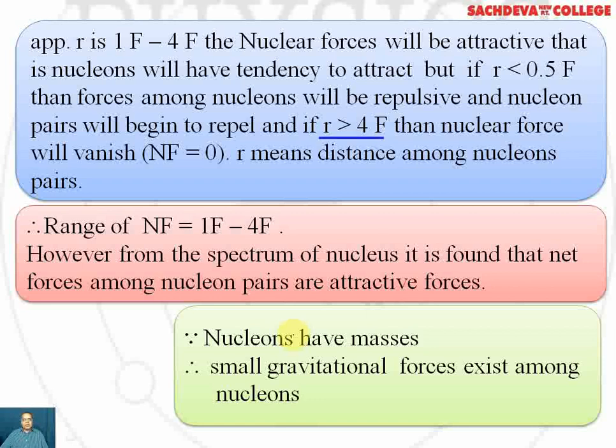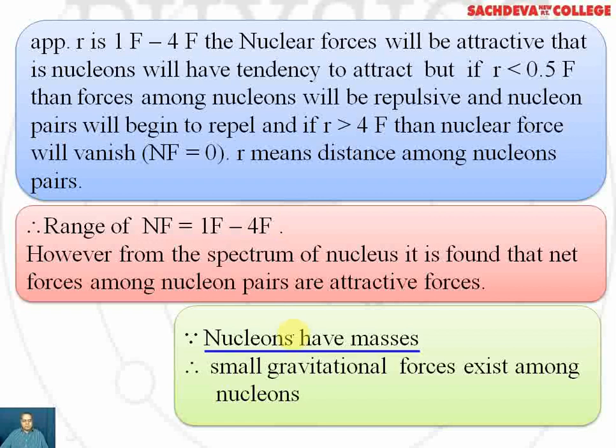If R is greater than 4 Fermi, then nuclear forces will vanish, they will drop to zero. R means the distance among the nucleon pairs. The range of nuclear force is 1 Fermi to 4 Fermi, and from the spectrum of nucleus it is found that net forces among the nucleon pairs are attractive.